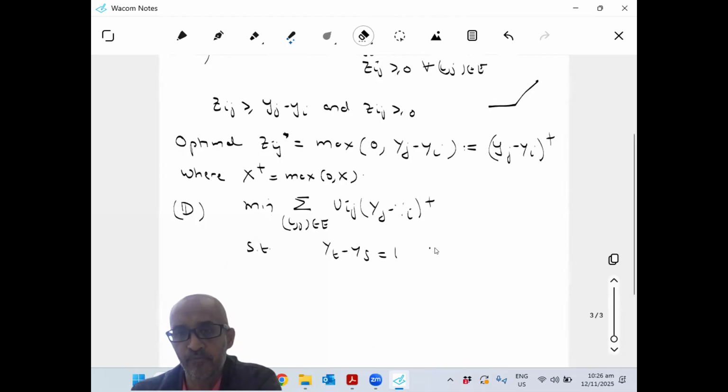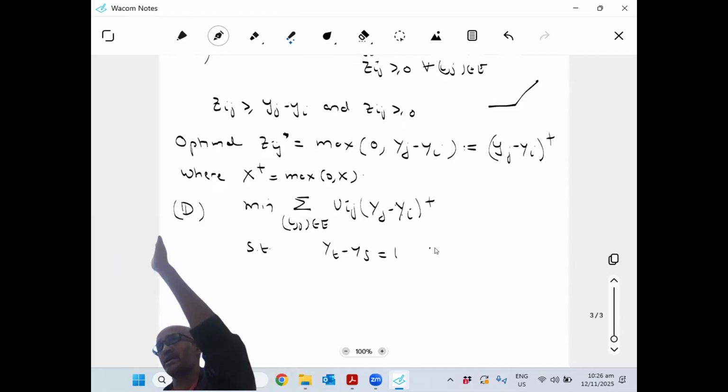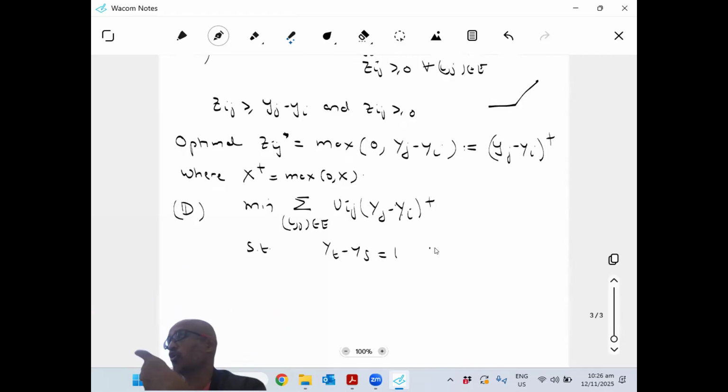So next I claim: I look at the problem and I observe that every variable shows up as a difference. Either that is yi minus yj or yk minus yl. The constraint is also yt minus ys. So what matters to me is the difference of variables, not the exact variable value.